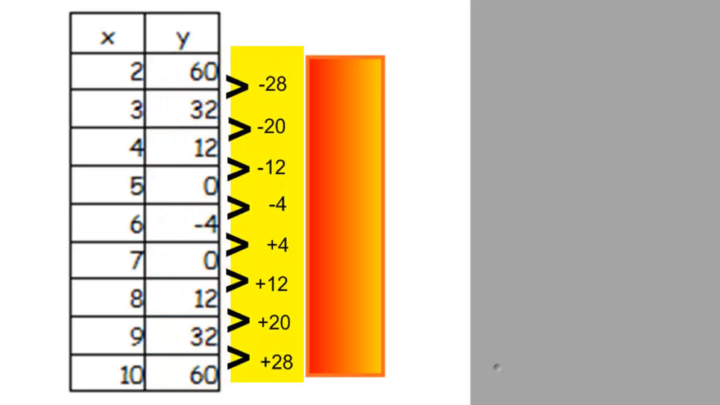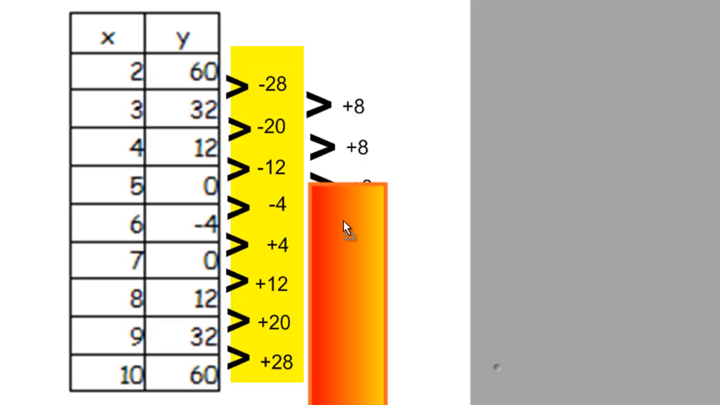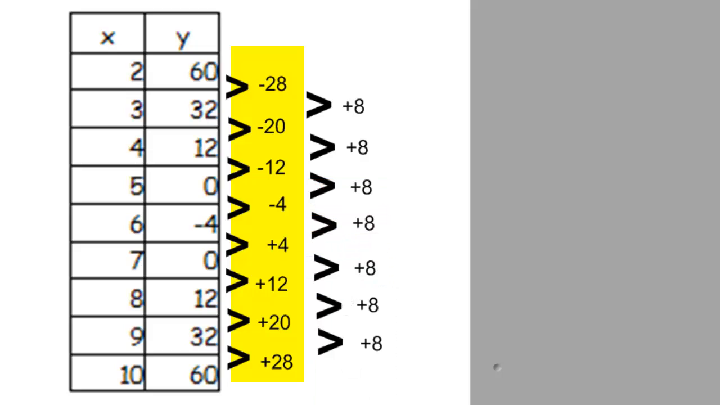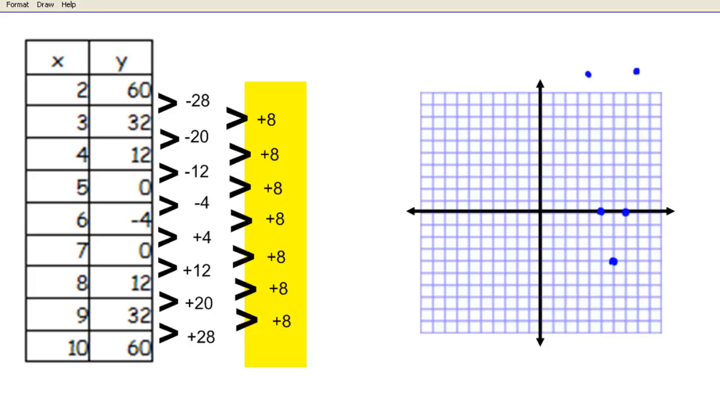Well, is this first difference geometric or arithmetic? This first difference is arithmetic. It has a difference of plus 8 every time. I have a common difference between those values. So when the second difference is a constant, or when the first difference is arithmetic, we have a quadratic.